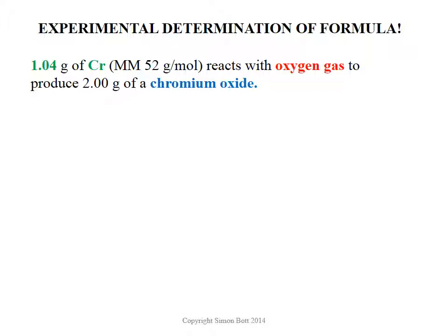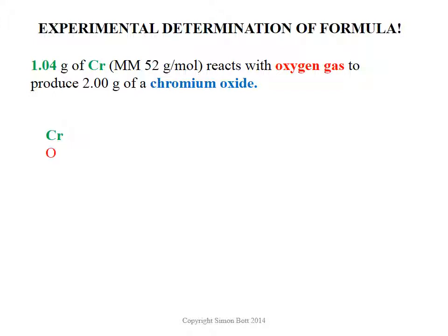Well, let's take that same scenario, right? 1.04 grams of chromium reacts with oxygen gas to produce 2 grams of chromium oxide. We've just seen how we can take these data and get the mass percent, and of course earlier we showed that the mass percent is intimately related to the formula of the compound. Well, let's set up a little chart.